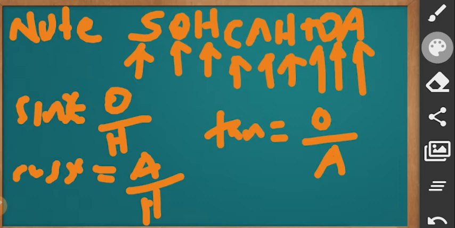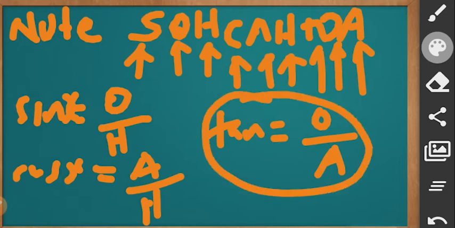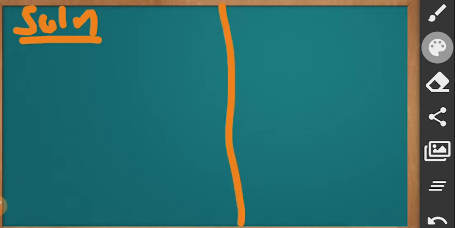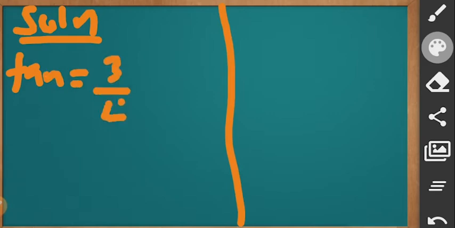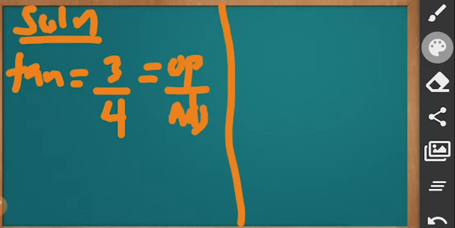Our question is focusing on this tan, meaning that tan is opposite over adjacent. So we are now starting the solution clearly. Let me divide our board. We already know that in our question they have given us that tan is 3 over 4, and we know that tan is always opposite over adjacent, from the SOHCAHTOA we have seen. Meaning our opposite is 3 and adjacent is 4.